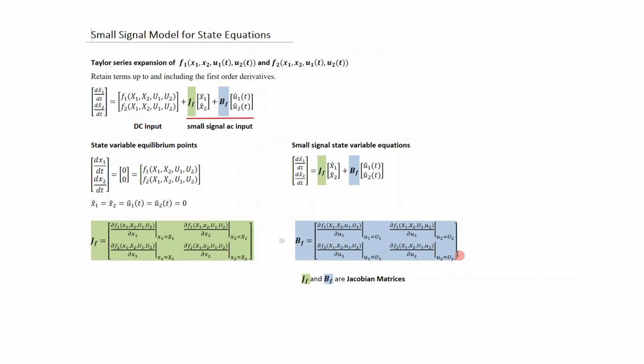So the whole problem of small signal modeling will be a two-step problem. One is to solve for x1 and x2, and the second step would be to compute these Jacobian matrices, given that you've computed the equilibrium points for x1 and x2, and u1 and u2 would have been given.